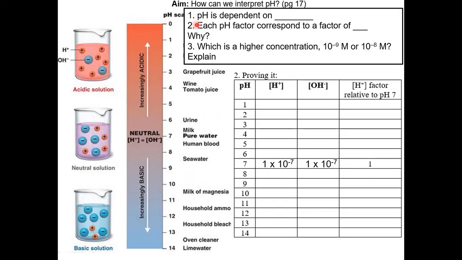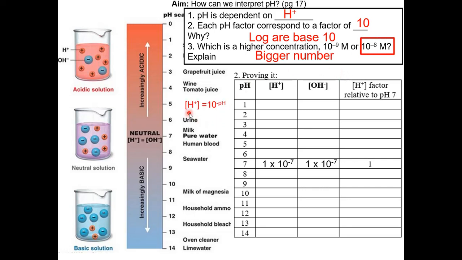Just to review, pH is dependent on the hydrogen ion concentration. Each pH factor corresponds to a factor of 10. Why is that? Because logarithms are base 10. So which is a higher concentration? 10 to the minus 9 or 10 to the minus 8? 10 to the minus 8 is a higher concentration because 10 to the minus 8 is a bigger number.